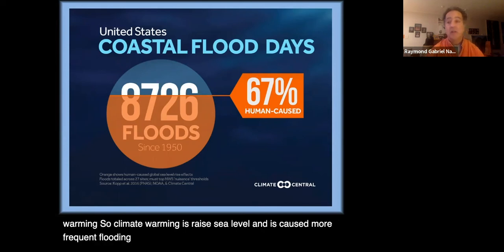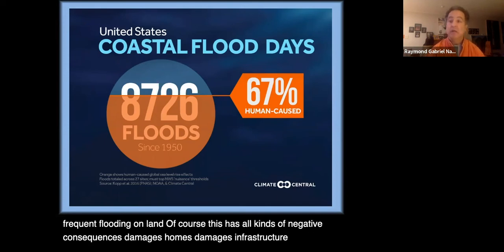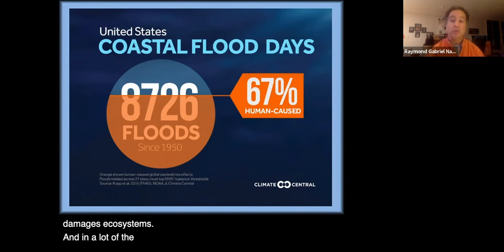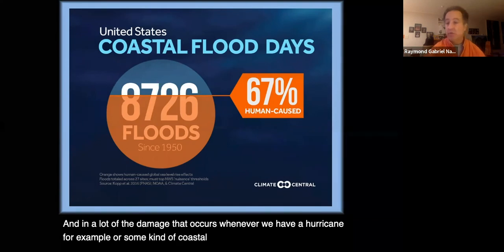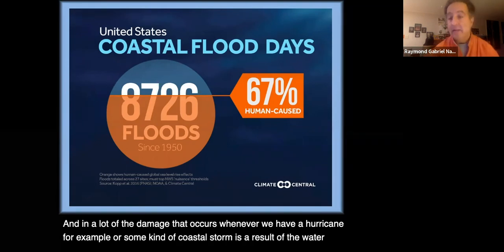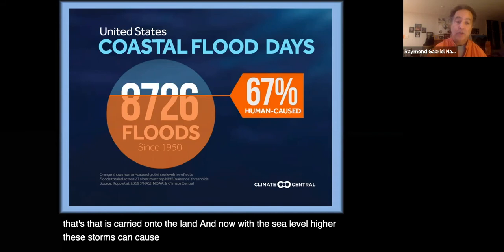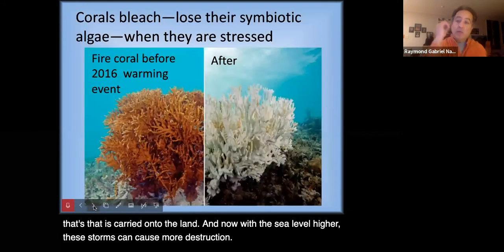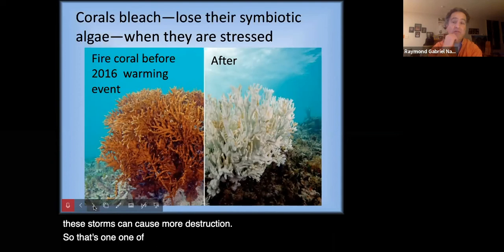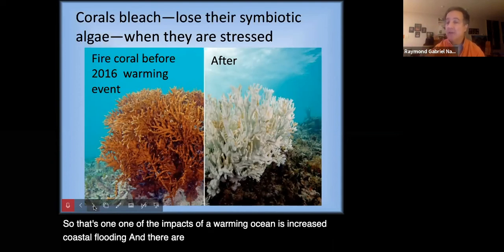Of course, this has all kinds of negative consequences. It damages homes, damages infrastructure, damages ecosystems. And a lot of the damage that occurs whenever we have a hurricane, for example, or some kind of coastal storm, is a result of the water that is carried onto the land. And now, with the sea level higher, these storms can cause more destruction. So that's one of the impacts of a warming ocean: increased coastal flooding. And there are many impacts; I'm just giving a couple here.